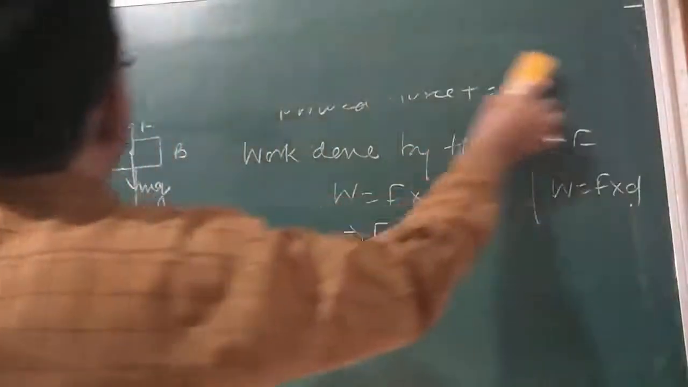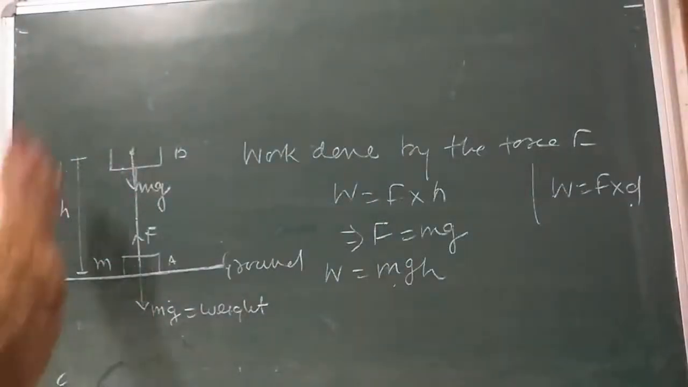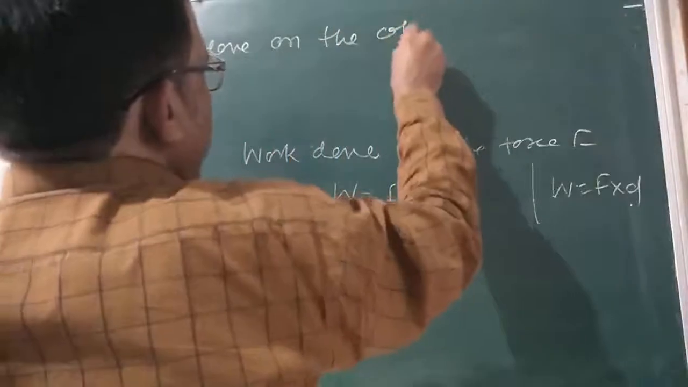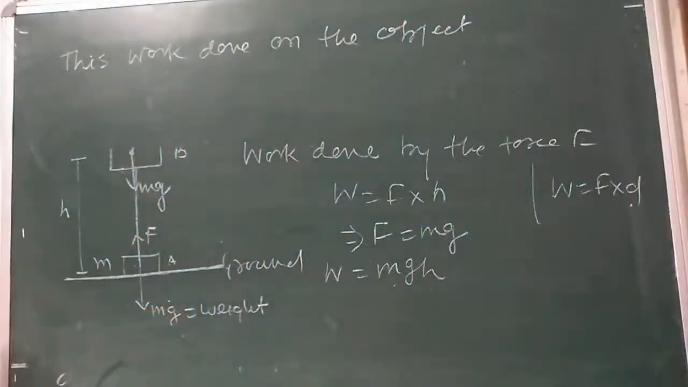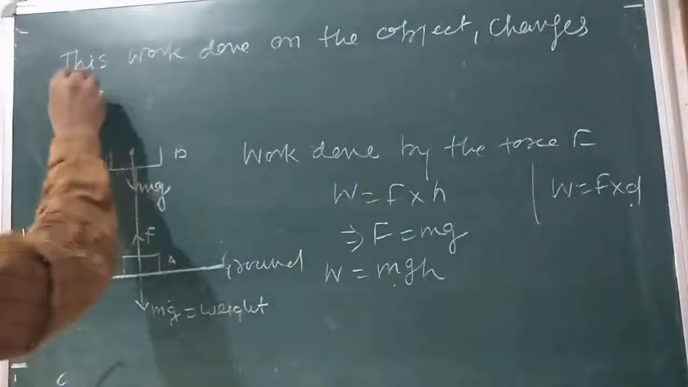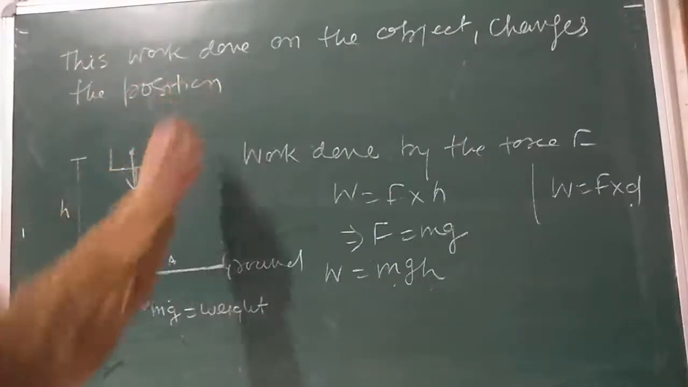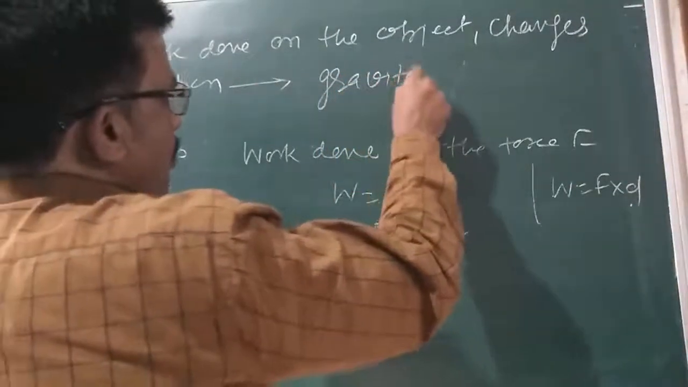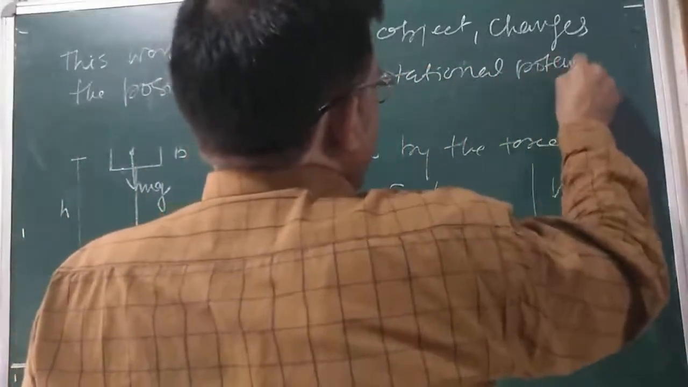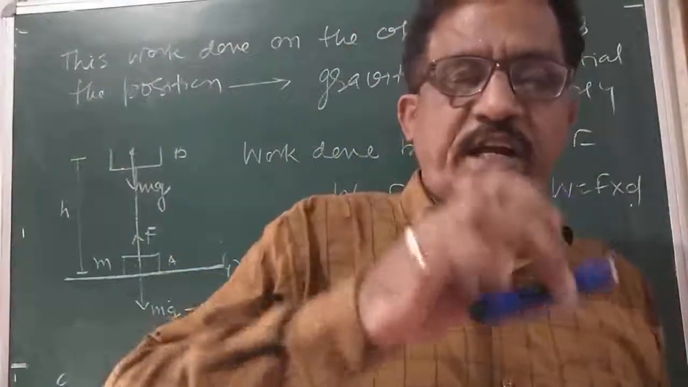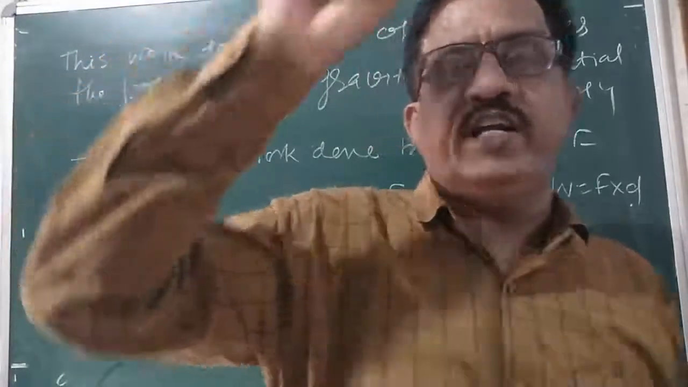This work done on the object changes the position of the object. The work you are doing on the object changes the position of the object. This is called gravitational potential energy. It is called gravitational potential energy. Is it clear? What is this called? When you are taking the body here to here, gravitational potential energy. Write down.